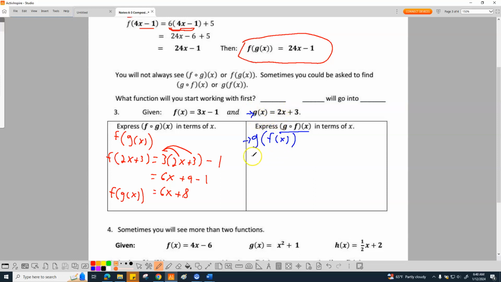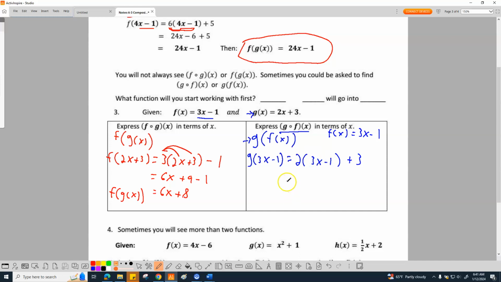So the first thing I'm going to do is write my g of x, but I'm going to replace all my x's with parentheses first. That's the main trick of this. Replace your x's with parentheses. Now, what is my f of x? My f of x is equal to 3x minus 1. And they want you to take this 3x minus 1 and shove it inside this g. So I have 3x minus 1 and then 3x minus 1.